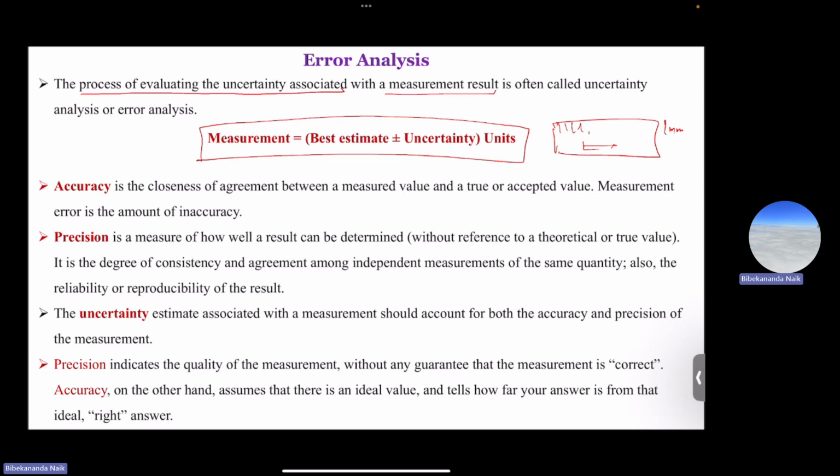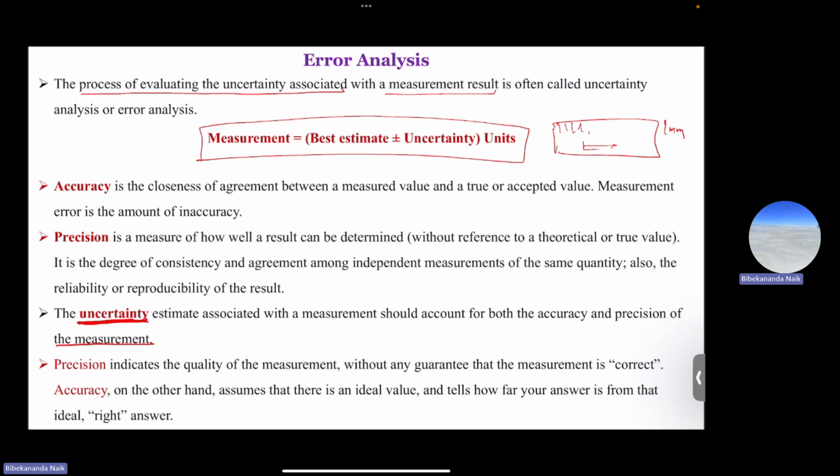So if you talk about the uncertainty, then the concept of accuracy and precision comes into the picture, and the uncertainty associated with the measurement should account for both the accuracy and precision of the measurement. So this uncertainty basically gives an idea about the accuracy and precision of the measurement. When the measurement is accurate, we will have less uncertainty, and when the measurement is precise, we also have very less uncertainty.